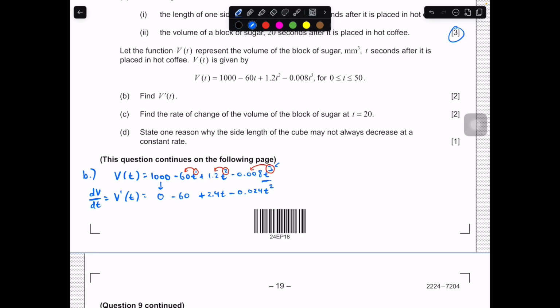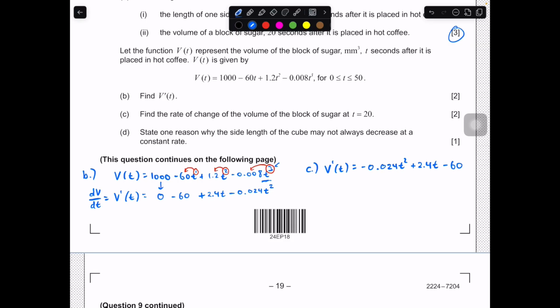Let's work that out for part C. So here is our derivative. V prime of t is going to be equal to, I'm actually going to rearrange it just to show you that the arrangement of the terms doesn't really matter. It doesn't affect things. It's still the same equation. So negative 0.24 t squared plus 2.4 t minus 60.